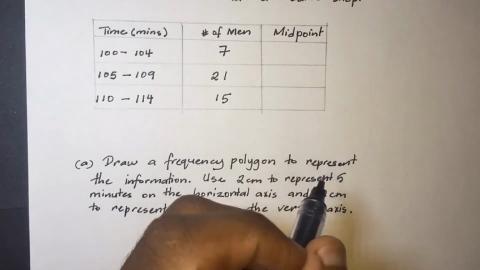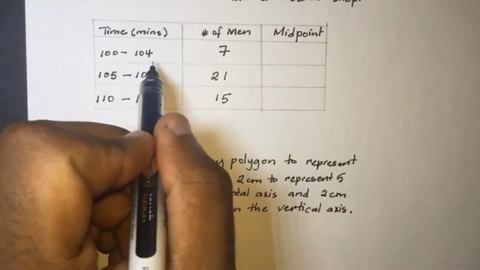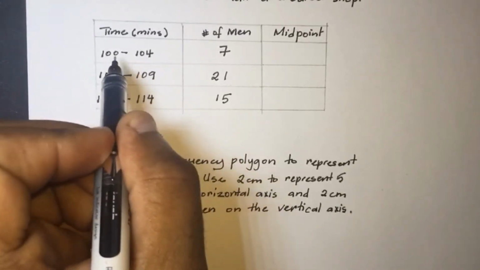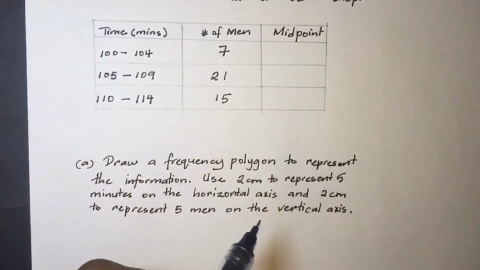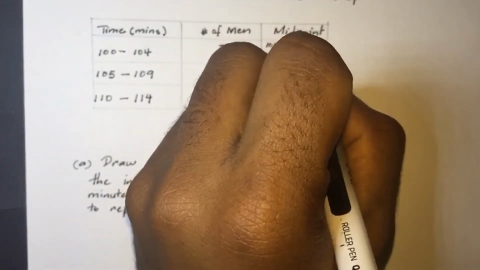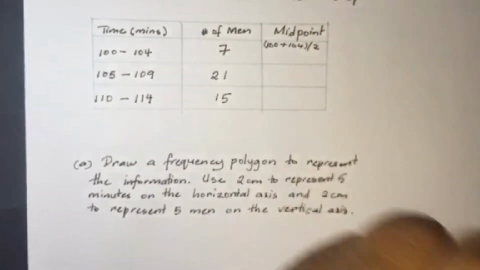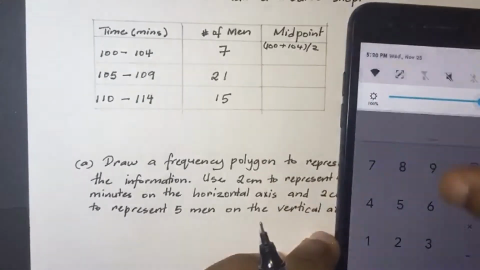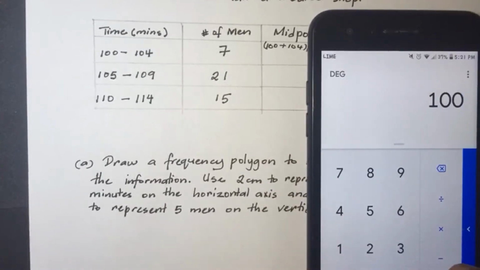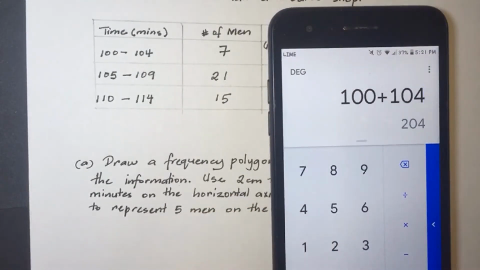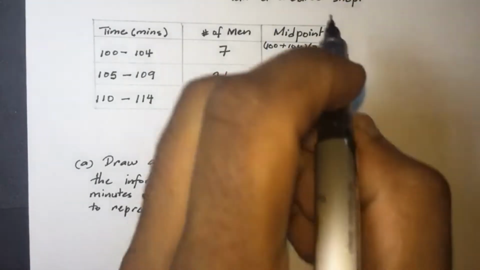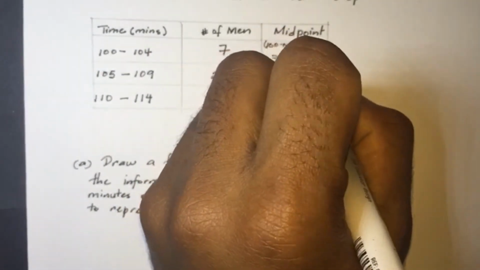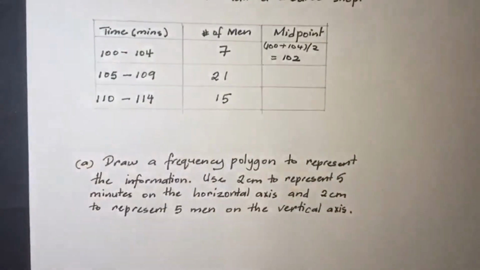So to calculate our midpoint, remember the midpoint is halfway between each class interval. So I need to find halfway between 100 and 104. To do that, I'm going to have 100 plus 104, get an answer, then divide it by 2. Let me use my calculator to show what that looks like. So 100 plus 104 gives me 204, and I'm dividing that by 2. So I get 102. So 102 is my estimated midpoint for this class interval.